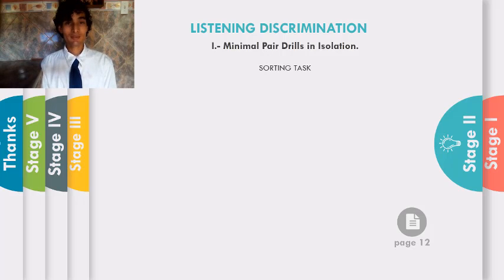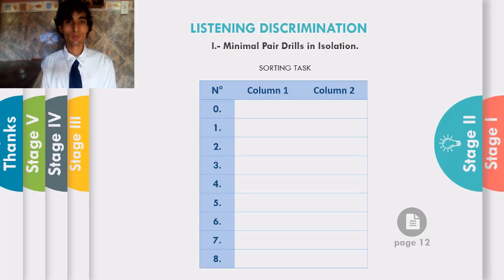Let's see. Listen carefully to the words I am going to say and write the word containing the unstressed schwa in column 1, or write the word in column 2 if it does not contain the unstressed schwa sound. For example, the first word is the word except. Except. So we write it in column 2 because it does not contain the unstressed schwa sound.